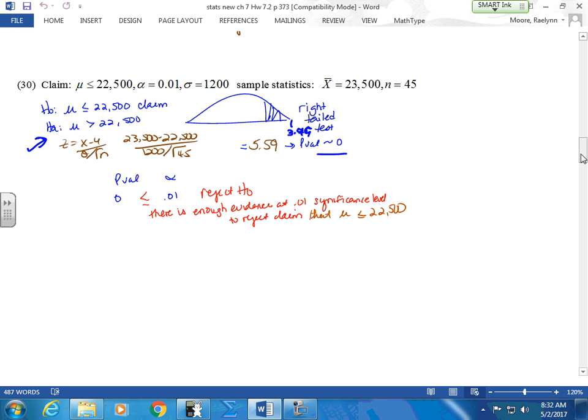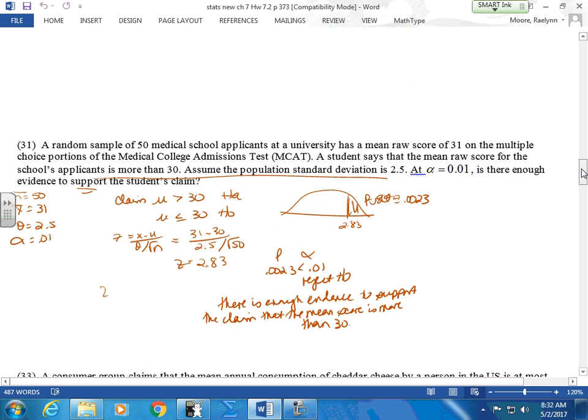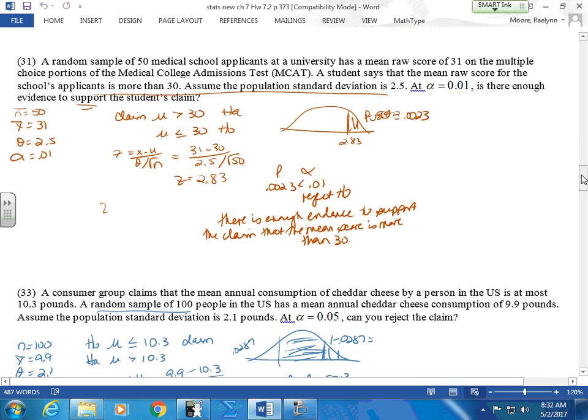Okay, make sure you're good with this interpretation. That is why we actually do this whole entire thing. 31. Now, be careful when you pull this out. Again, look to see what they're looking for down here. Can you support the student's claim? So they're giving you some information, and then you're getting the student's claim.